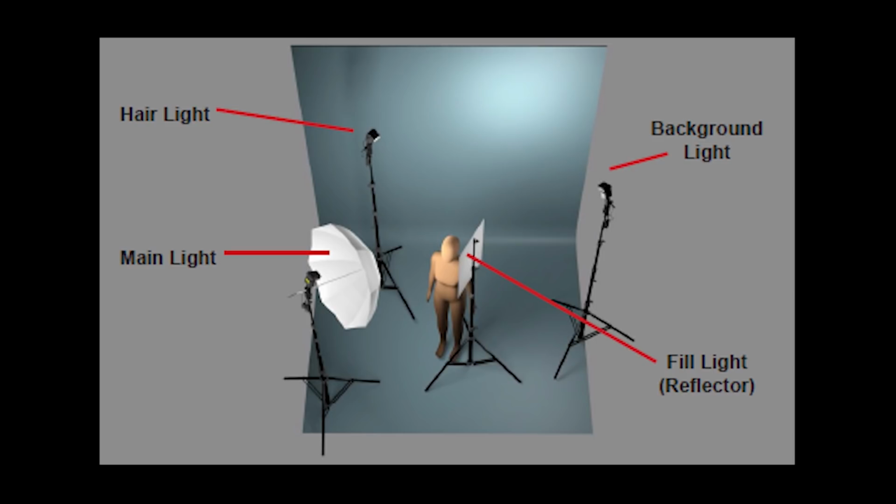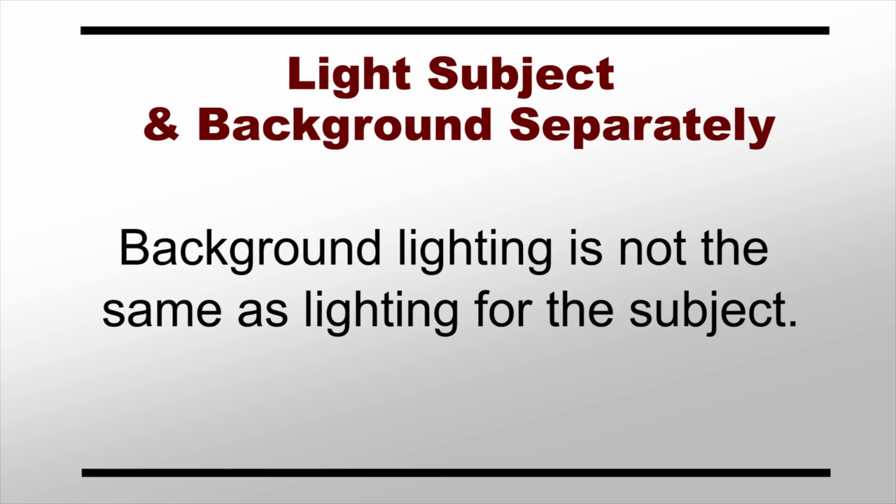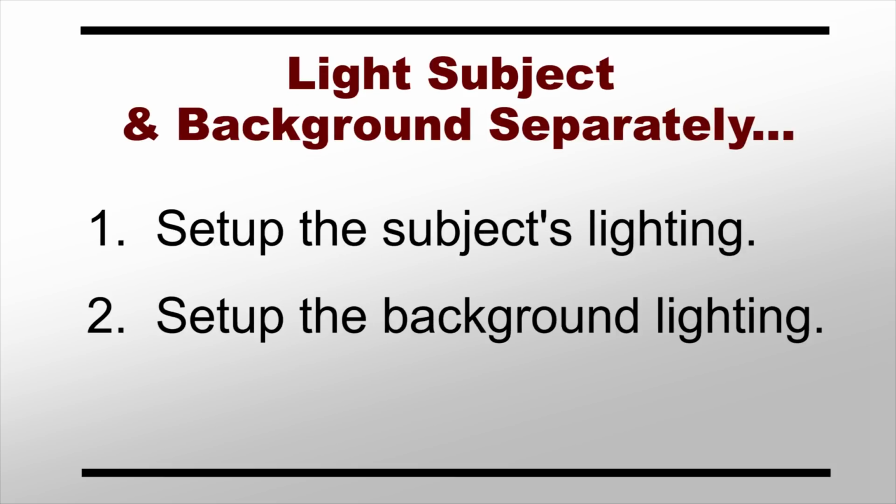Since we're making a deliberate choice to feature the background or environment as part of the portrait, we need to consider the lighting and exposure of the background. And like I've suggested previously, try to remember that background lighting is not the same as lighting for the subject. Generally, you'd set up and test the subject's lighting and exposure first. At this point, your camera settings and subject's lights should be locked in. Then you'd add light to the background and adjust the lighting as needed to work with the rest of the setup and produce the effect you want for the background.